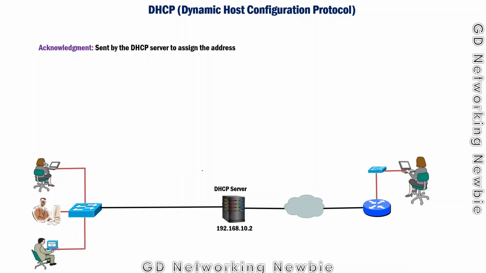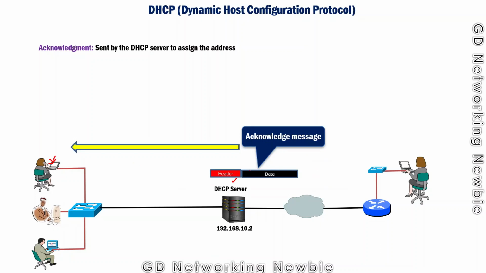And then when the DHCP server has received the request message from the client, it will send an acknowledgement message, and this acknowledgement message will allow, or assign, that IP address to this client. For that, this time the DHCP server uses its own IP address in the source IP address part, and for the destination, it will again use 255.255.255.255, the broadcast address, because the client still does not have an IP address.